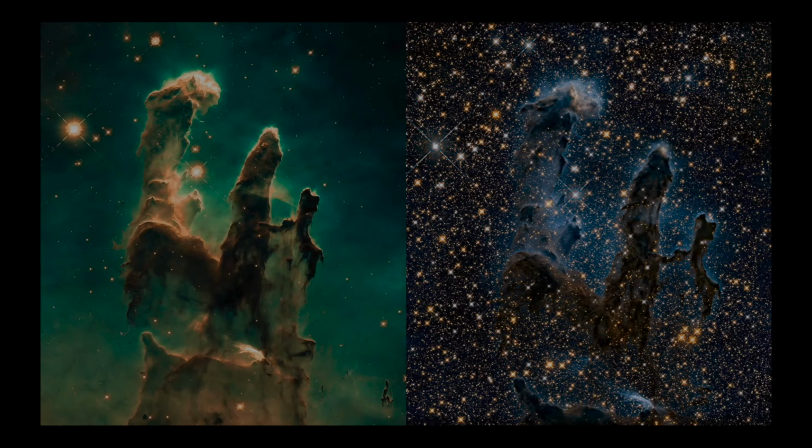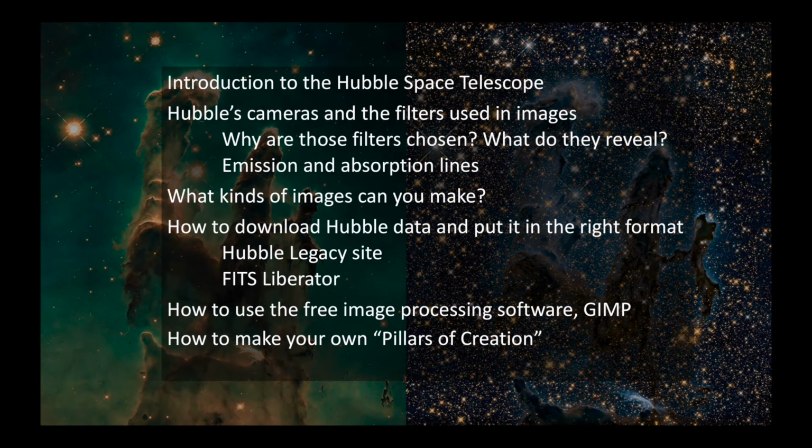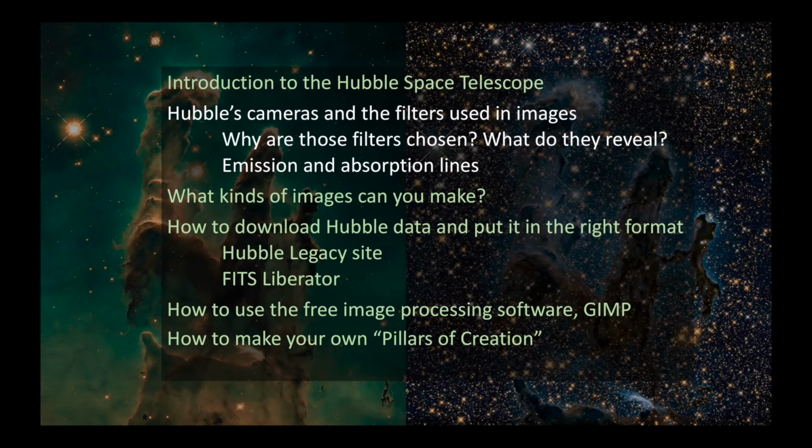This video focuses on Hubble data and how you can use it to make your own pretty Hubble images. We will be telling you more about the Hubble telescope in general, but with a particular focus on the cameras and the filters that are used to make images. First and foremost, Hubble is a scientific instrument, so I'll be telling you more about why astronomers picked certain types of filters and what kind of astronomical information you can get with them. Then we move on to what kinds of images you can make.